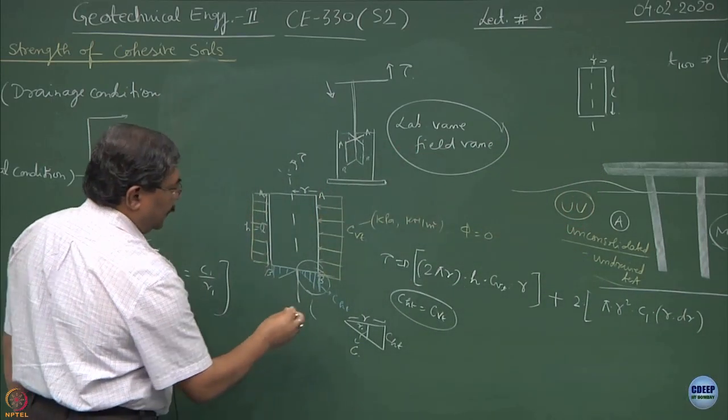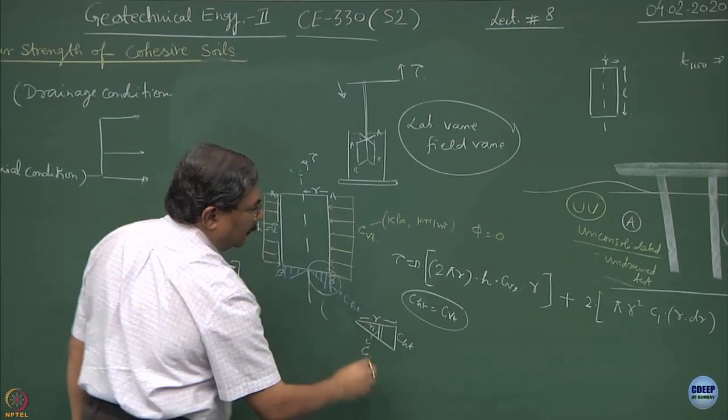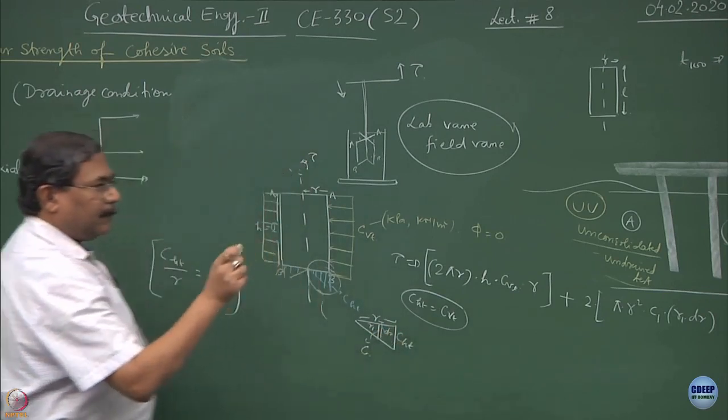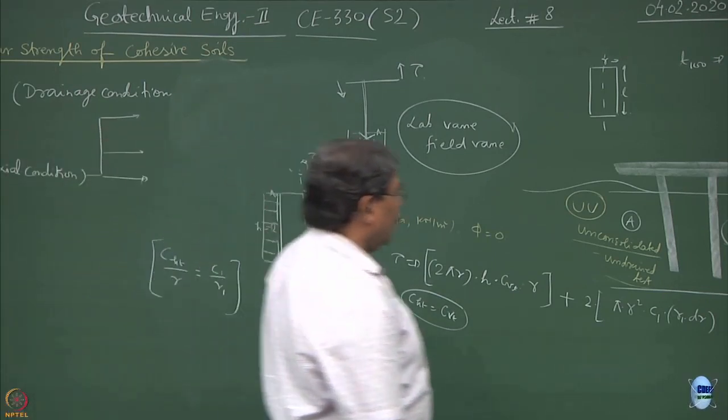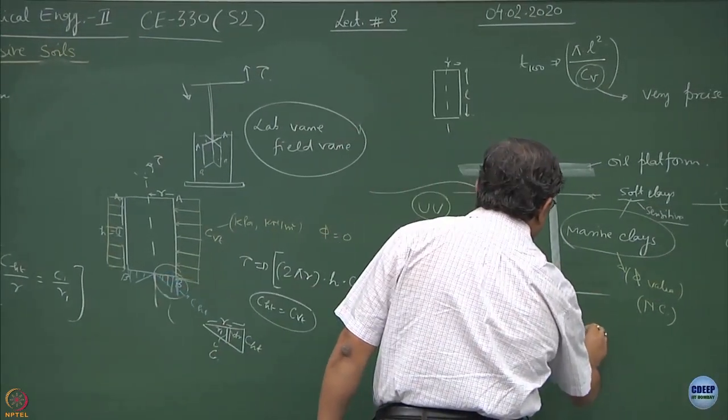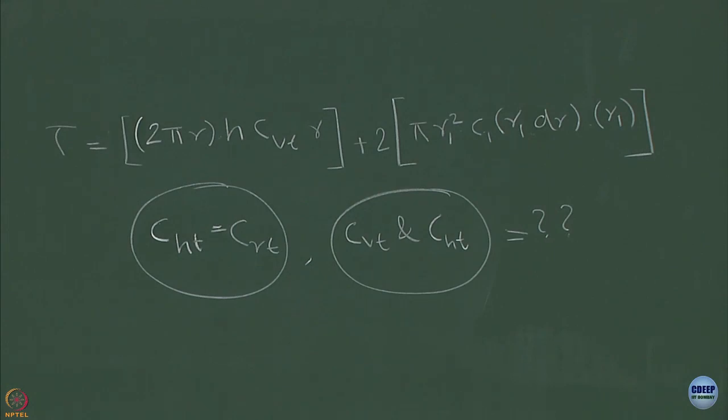So, this is your R1 into dr, this is dr, thin element, and multiplied by the lever arm. So, lever arm at this point would be R1, correct. Substitute this term and integrate it over to obtain the value. So, you can substitute here C1, integrate it and then get the terms that will give you the total value of the torque.